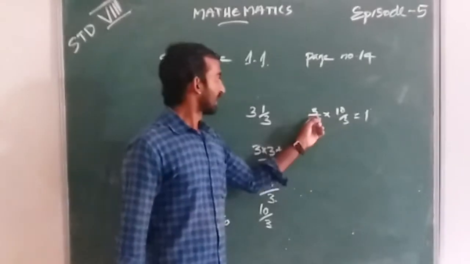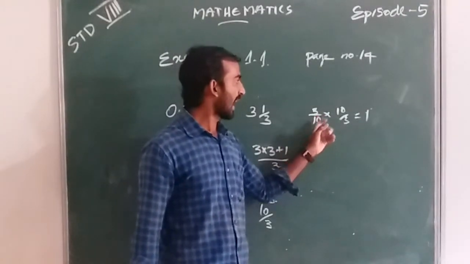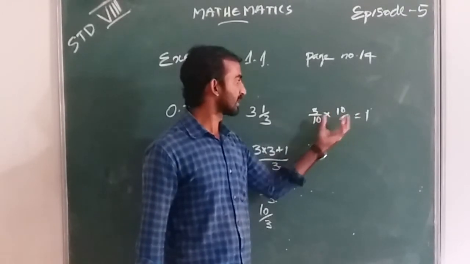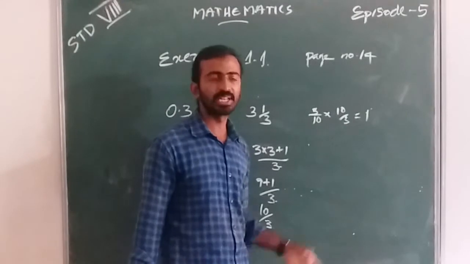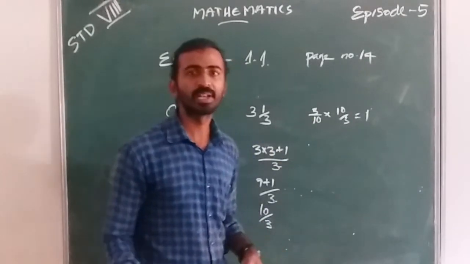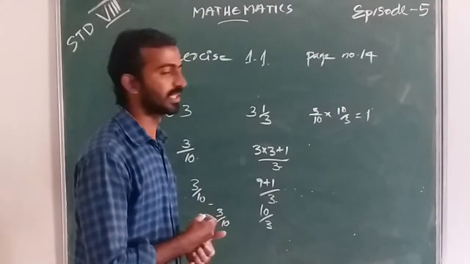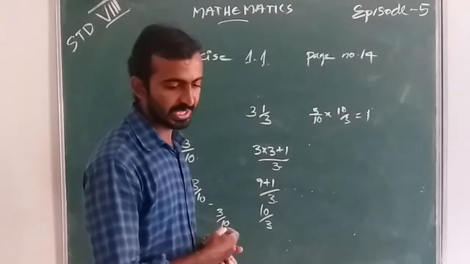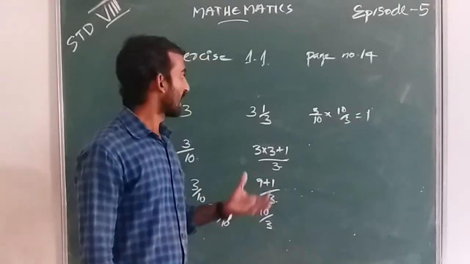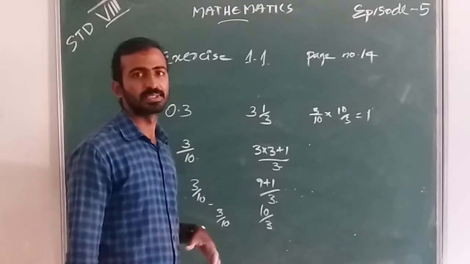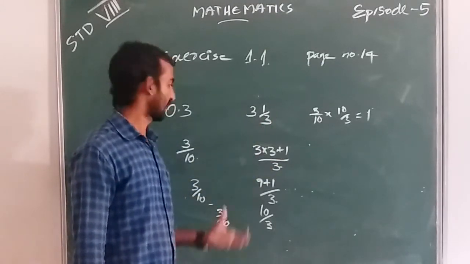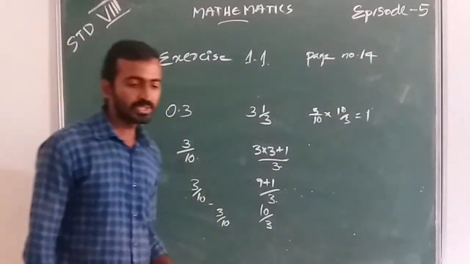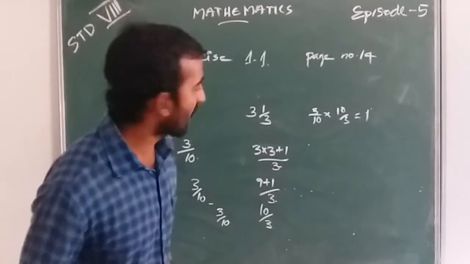Here we can see 3 by 10 and 10 by 3. This is the reciprocal of this rational number and we get the product 1. That is, this is the multiplicative inverse. Is it? Yes. The 9th question answer is yes. Done. And the 10th question is, what is our 10th question?